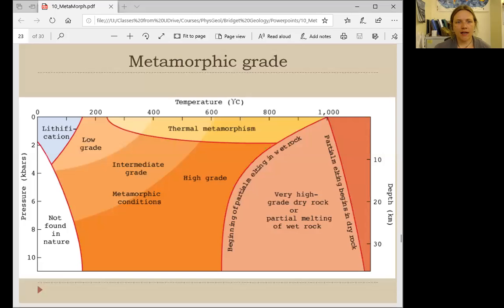I'm back to talk more about metamorphic rocks. This time we're going to talk about metamorphic grade. So let me get my screen up again here. Okay, so I used the term metamorphic grade when we talked about different kinds of metamorphic rocks.